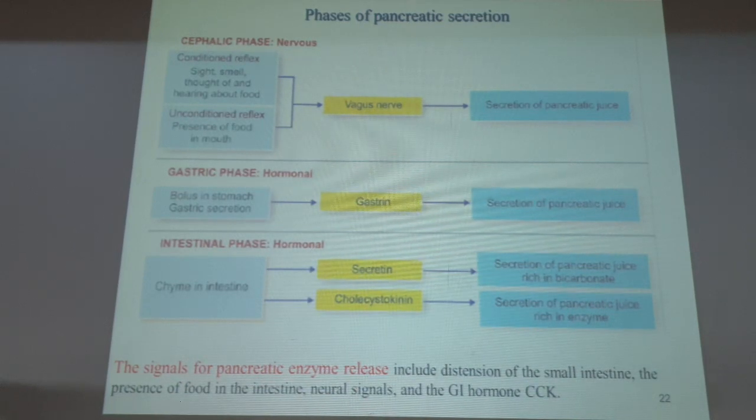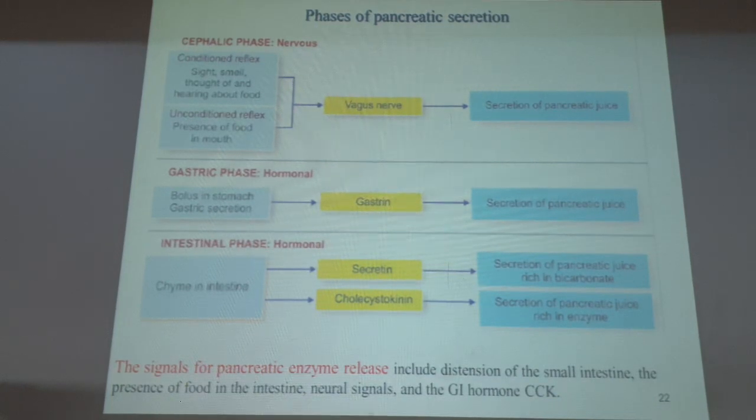Now you know conditioned and unconditioned. What is the difference between them? Conditioned is related to adaptation, such as food. Unconditioned has no adaptation. This is the start of the cephalic phase. This will stimulate the vagus nerve, and we know that the vagus nerve is stimulatory to the intestinal secretion and movement.